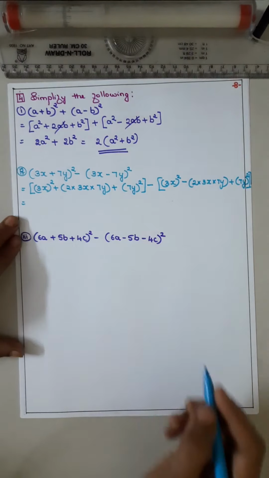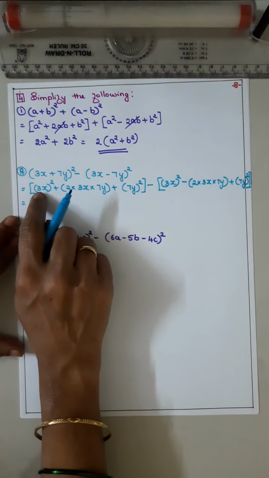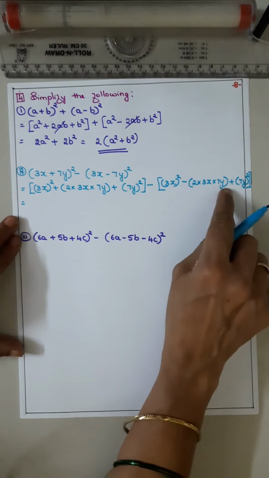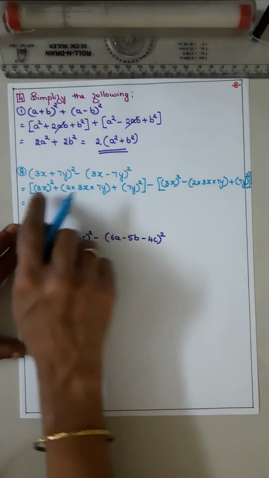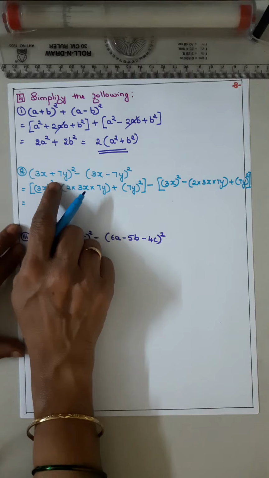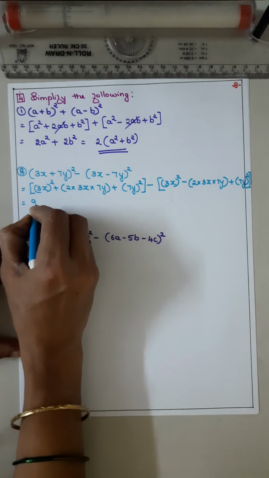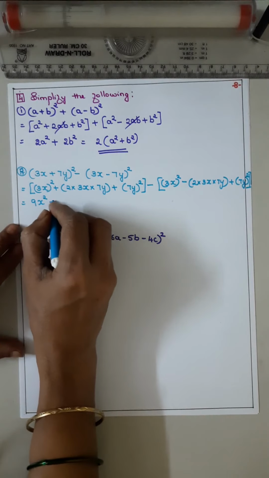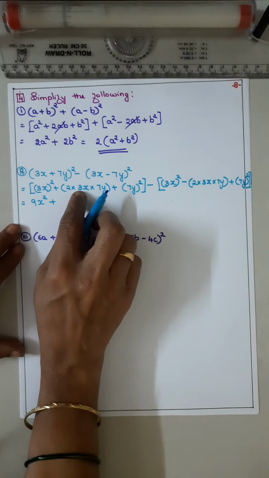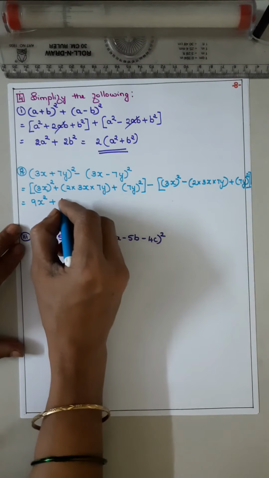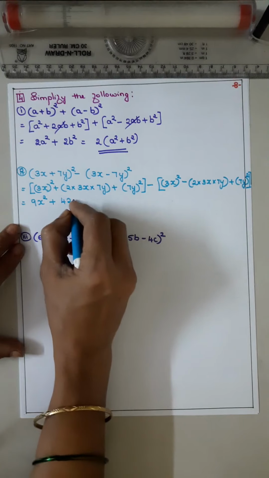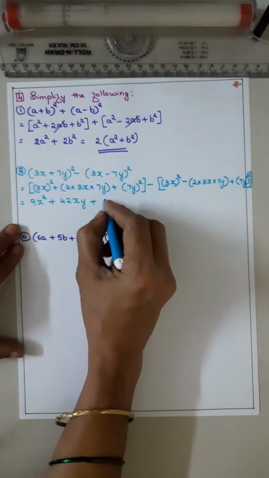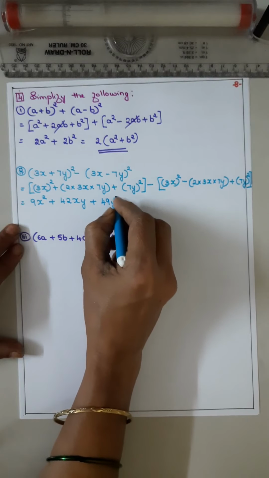Now open the bracket and find the values, because here it is minus, so the signs inside it will be opposite. Now (3x)², it will be how much? 3 3s are 9x². Now here it is plus. Put the sign. 2 3s are 6, 6 7s are 42xy. Sign is plus. 7 7s are 7 square is 49y².